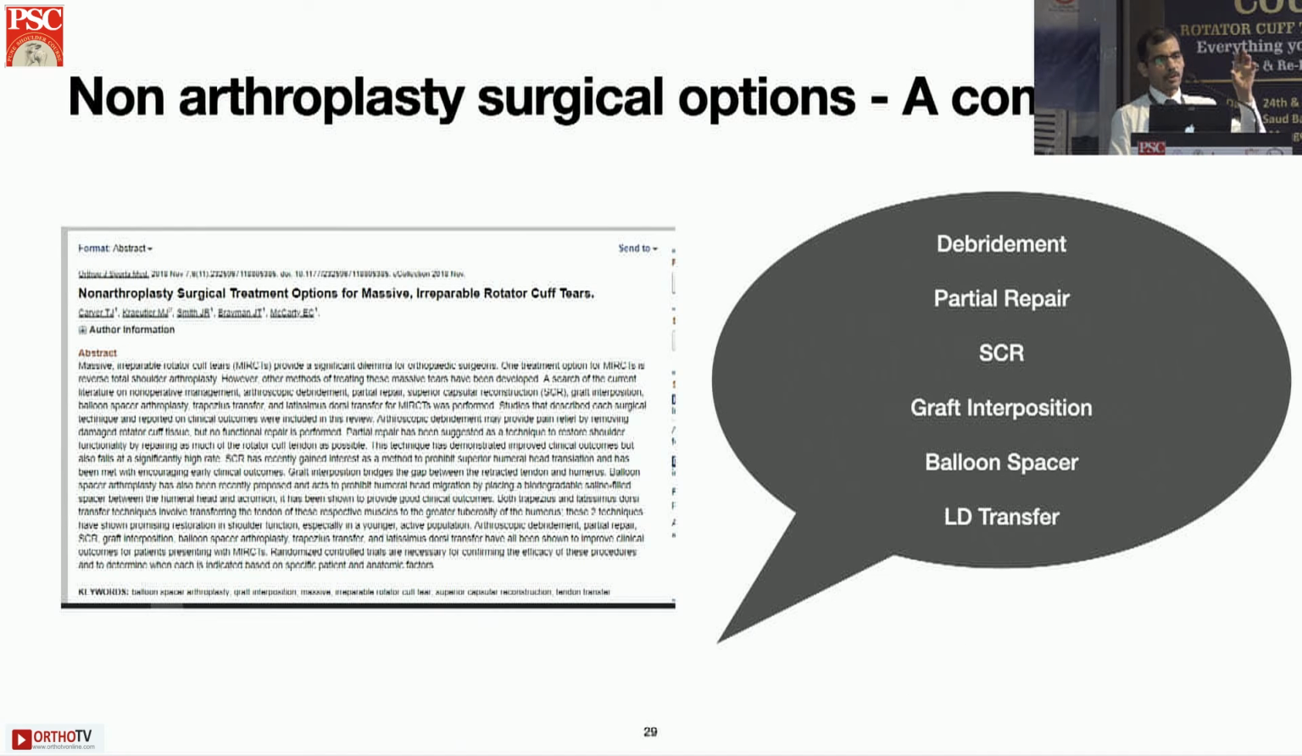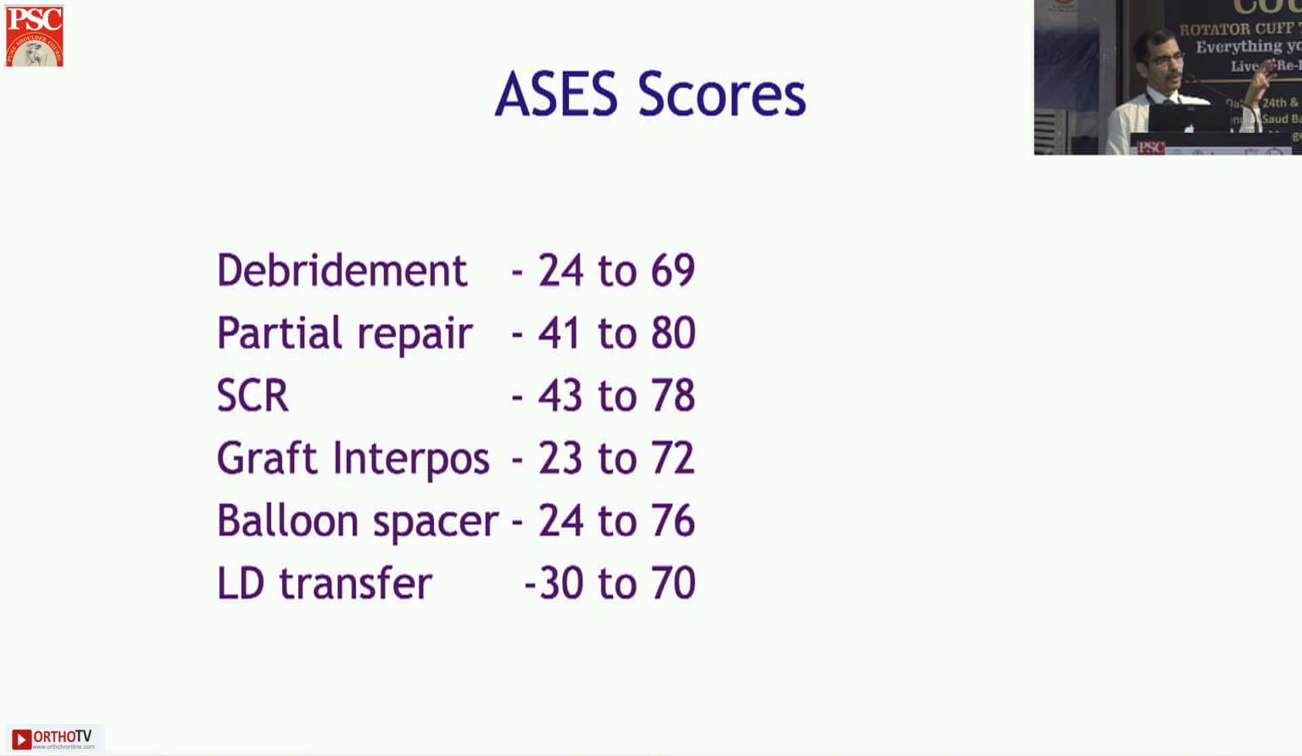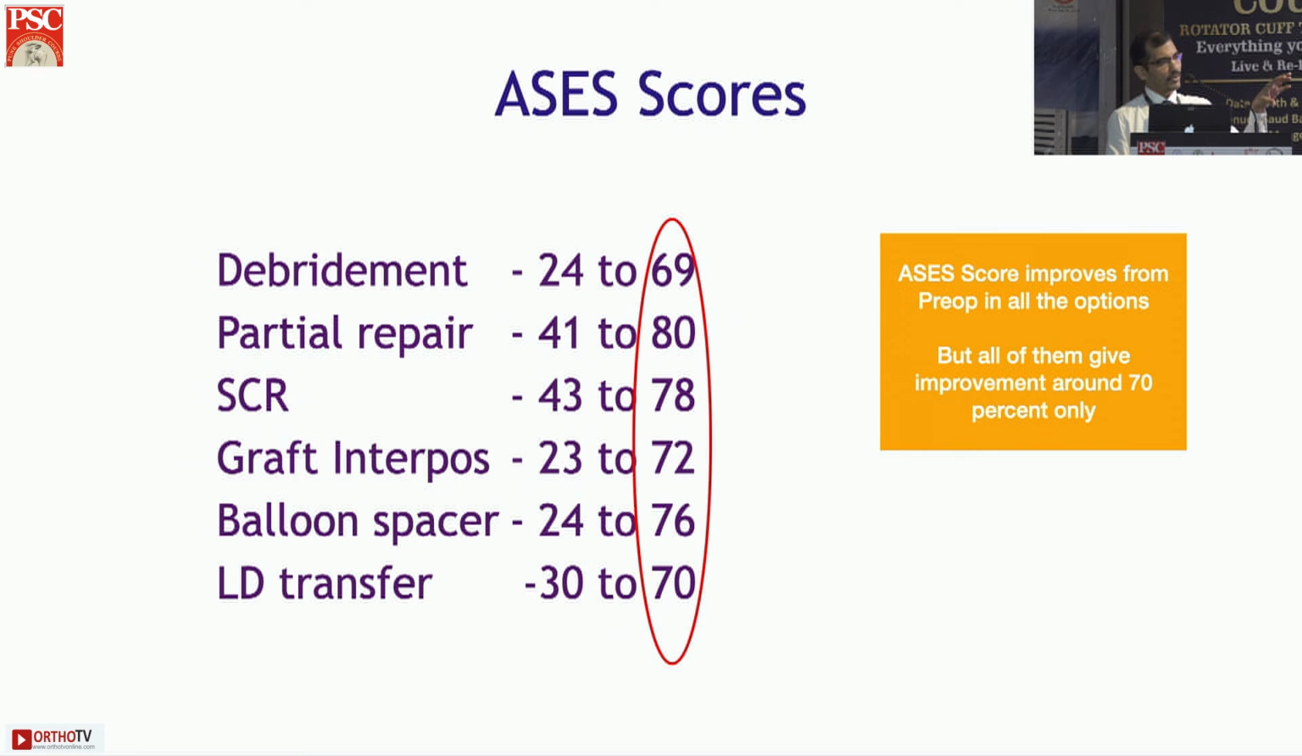So if you think about non-arthroplasty surgical options, there is an excellent paper which tells about the outcome of various options like partial repair, debridement, SCR, graft interposition, balloon spacer and LD transfer, and all of them show some improvement from the pre-op ASES score to the post-op ASES score. But none of them are showing more than 70% success rate.